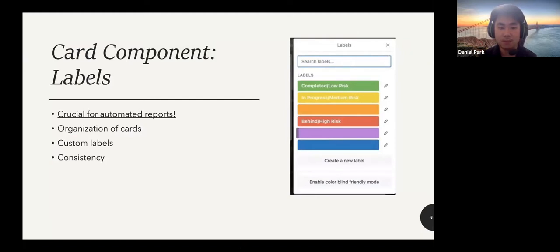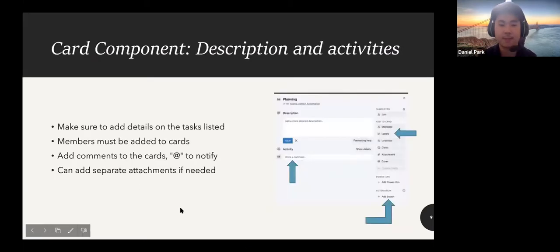We really want to implement card labels, which are huge because you can color code them based on your own knowledge, whatever you want as a group. For green, we said completed and low risk, yellow is in progress and medium risk, and red is behind and high risk. You can constantly update it to show where you are in progress, and it shows a lot of consistency for your cards. Next slide, please.